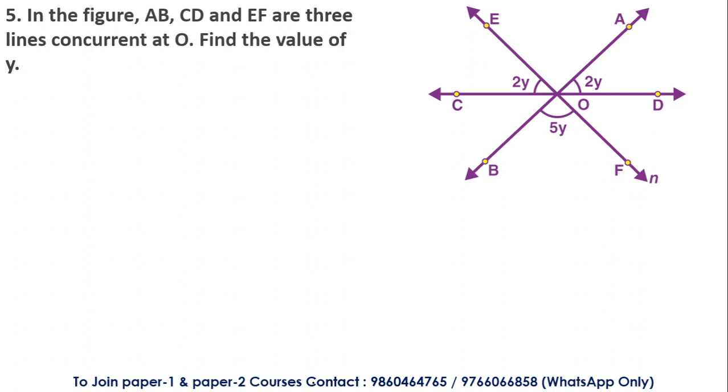So this was question number 5 in the previous lecture that I gave you as homework. In the given figure, AB, CD, EF are three lines concurrent at O, okay? Find the value of y. Basically, there are three lines which are intersecting each other at one common point, that is O, okay? And we have to find the value of y over here, okay?